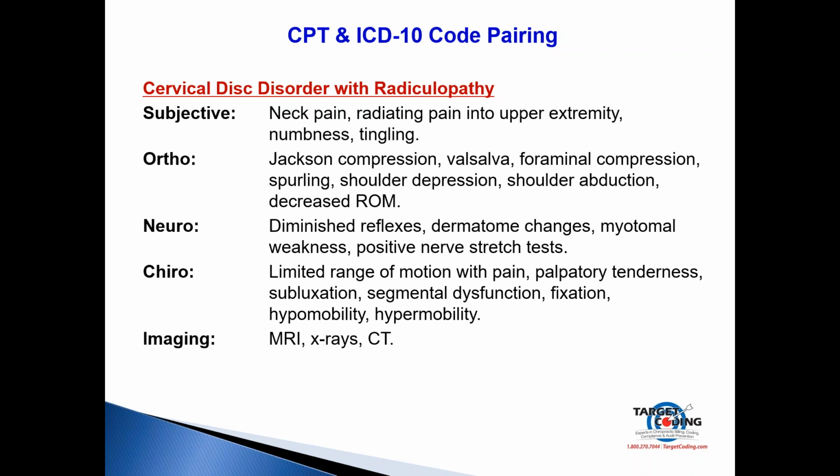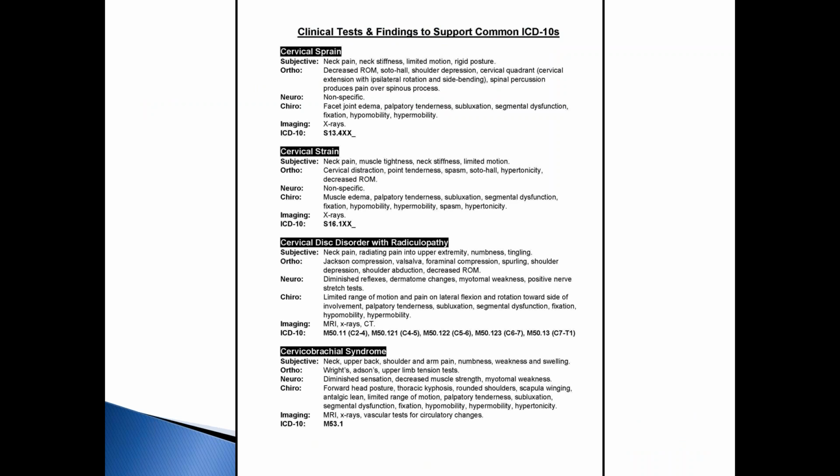So hopefully you have some good reasons and you can justify when you come up with a diagnosis how you came up with it. If you don't know how you came up with it and you're just robotic and you're just checking off codes without knowing why, it can come back to hurt you. So there's a book that I recommend. It has about 25 or so of the most common diagnosis codes in chiropractic, and it provides you with the subjective, ortho, neuro, chiro, and imaging tests to help support the code. So this is an excerpt of the book.